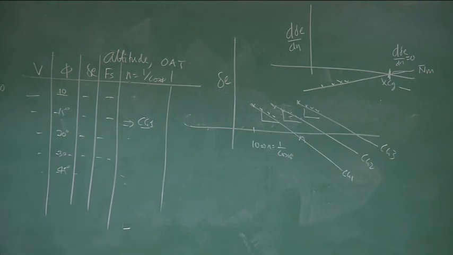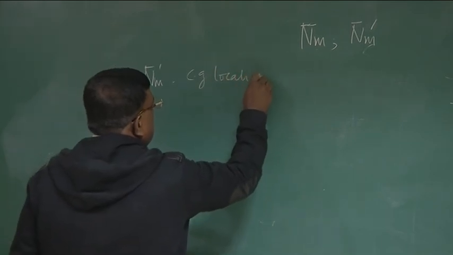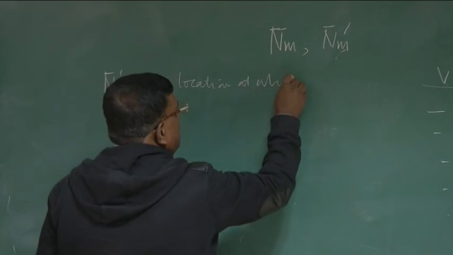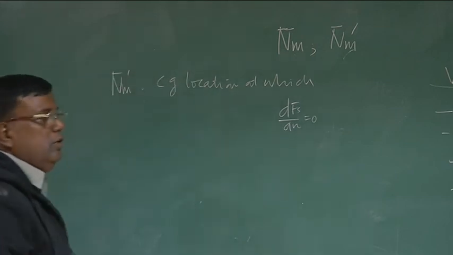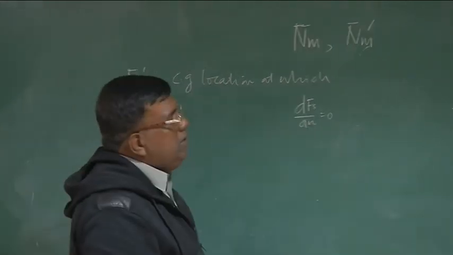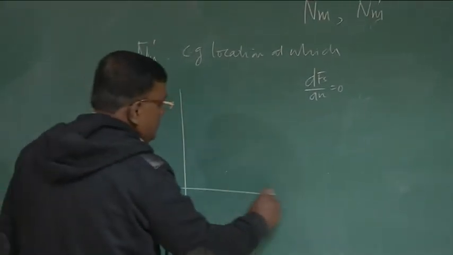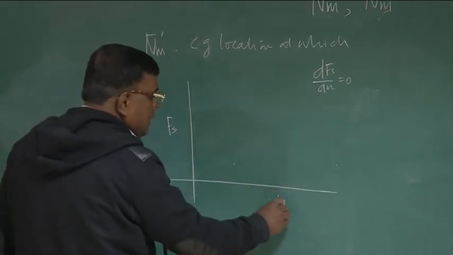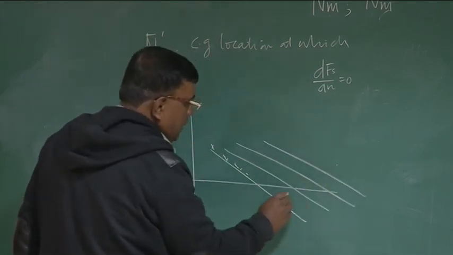For stick free, what you have to do? You should be smart now. You know, stick free maneuvering point, say Nm prime, is that CG location at which dFs by dn equal to 0. There is no problem in that. We have already measured Fs through our stick using strain gauges. So I'll plot again Fs versus n for different CG locations as we have done for delta E.